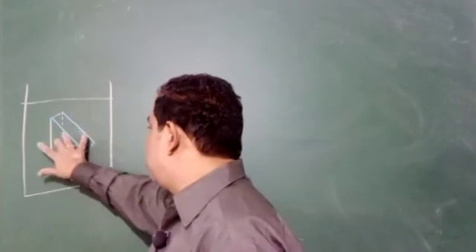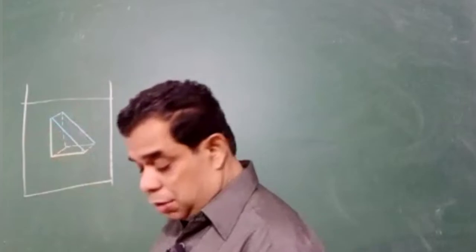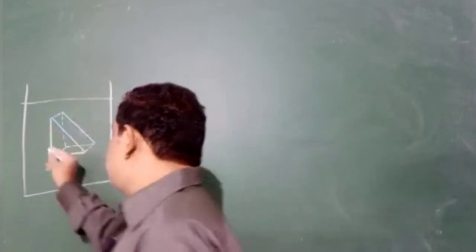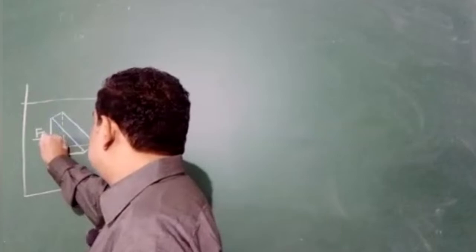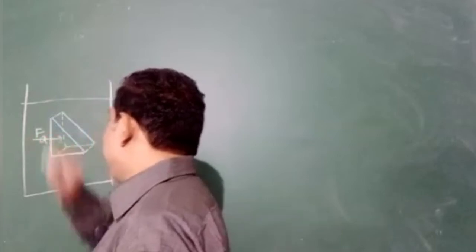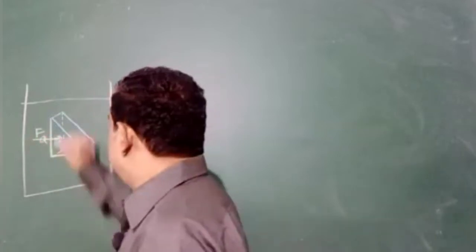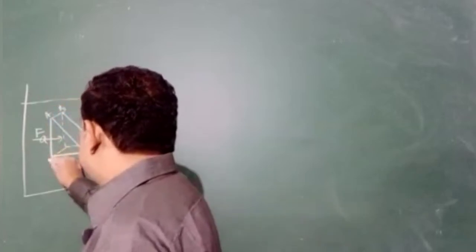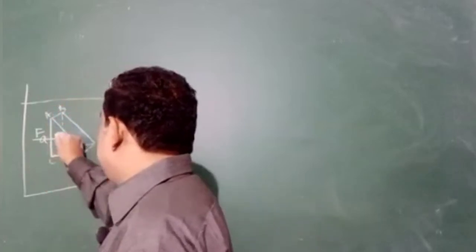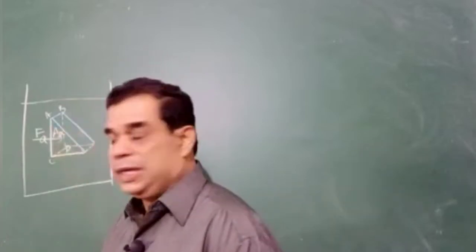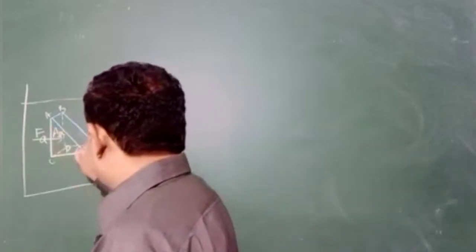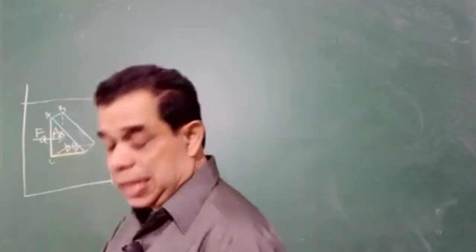3. 1, 2, 3. Now, due to the fluid water there, there's a force acting on this. I call this force FA, and we name that surface ABCD. The area of this surface I call AA, and this angle I call theta.